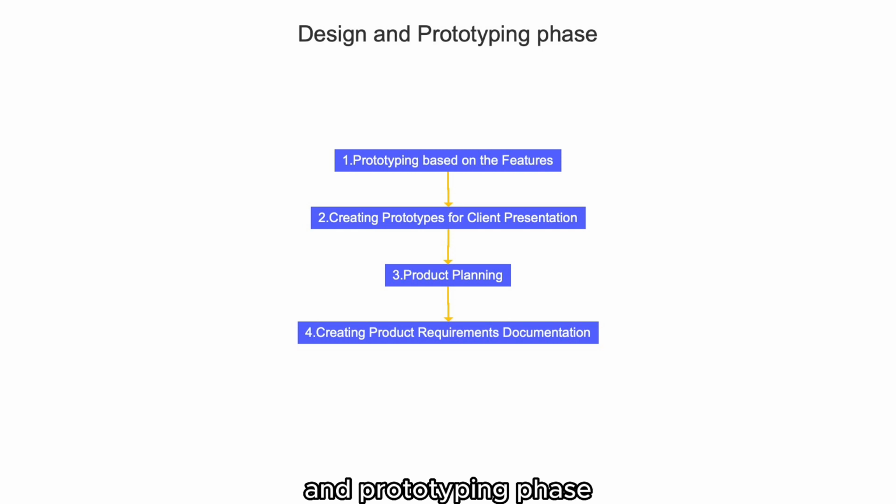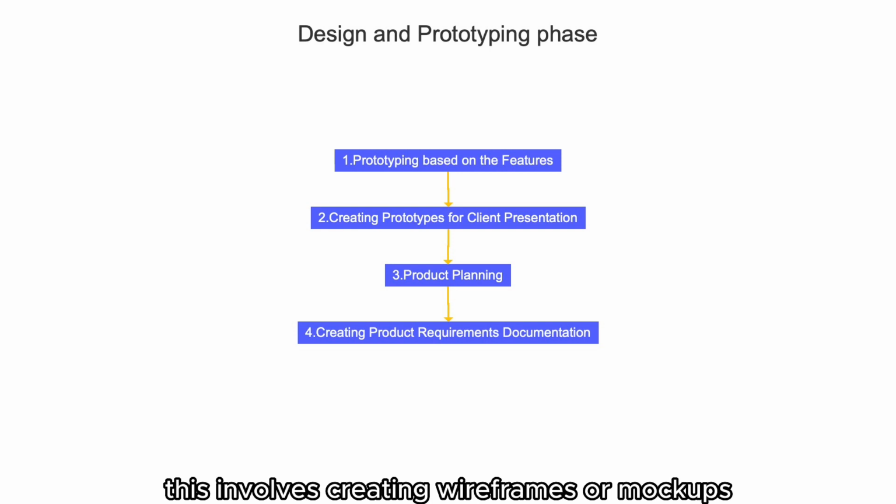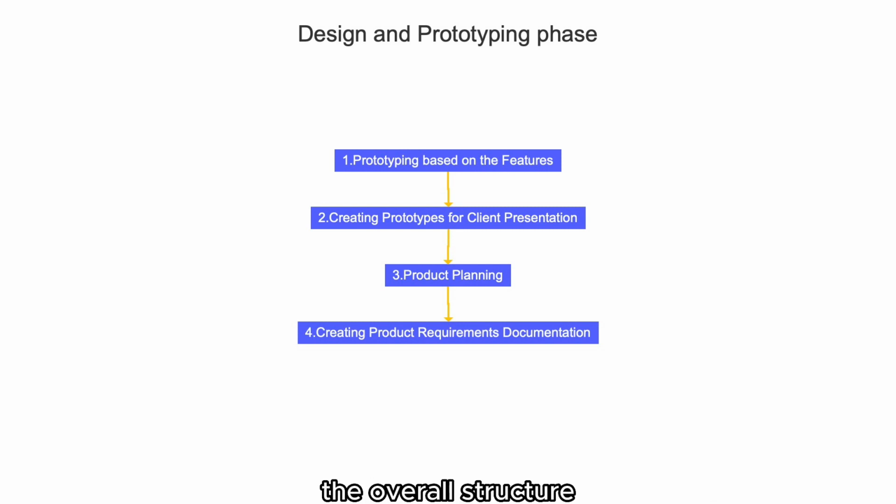During the design and prototyping phase, the following steps are typically followed. Prototyping based on the features. The team begins prototyping the product based on the defined features. The first step is to design the navigation and layout of the main pages. This involves creating wireframes or mockups that showcase the overall structure and organization of the user interface.